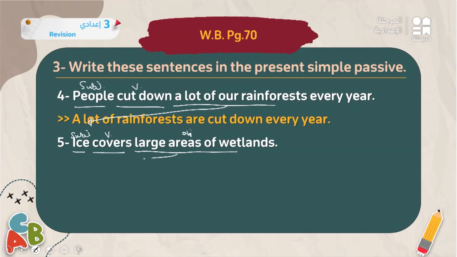أو هو اللي هنبدأ بيه. So large areas of wetlands, areas plural يبقى are covered by ice.